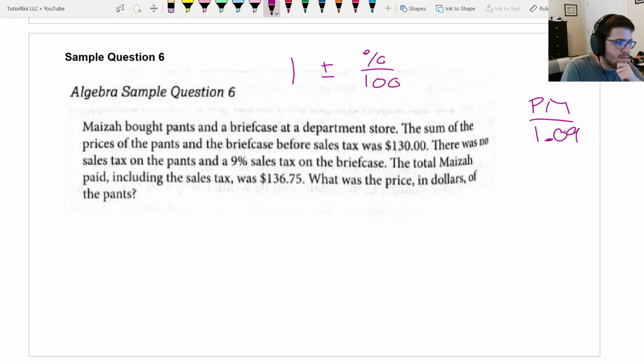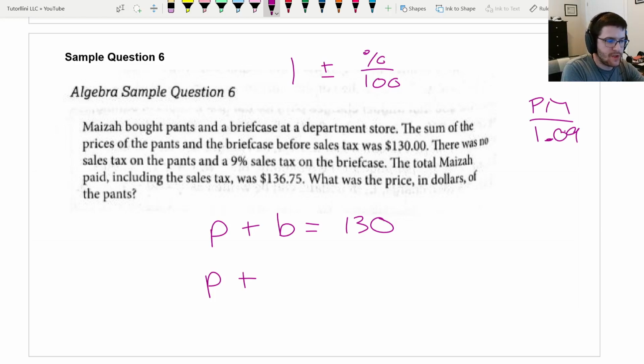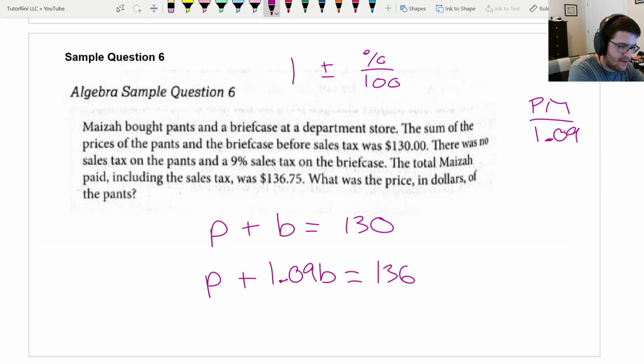Okay, so the sum of the pants and the briefcase before sales tax was 130. And then there was no sales tax on the pants. So pants plus, we're going to do the percent multiplier times the original price. So the original price of the briefcase we can call B, like I already have. So we could call this 1.09B equals 136.75.